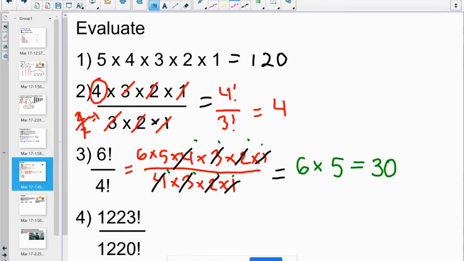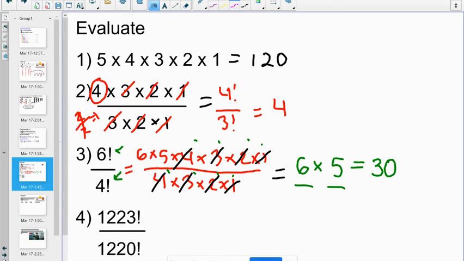Once again, we knew that all we had to do was take 6 times 5, because if we had the times 4 times 3 times 2 times 1 in the numerator, and we did 6 factorial, the 4 factorial would cancel out that 4 times 3 times 2 times 1. So we just need to write down those first two numbers.